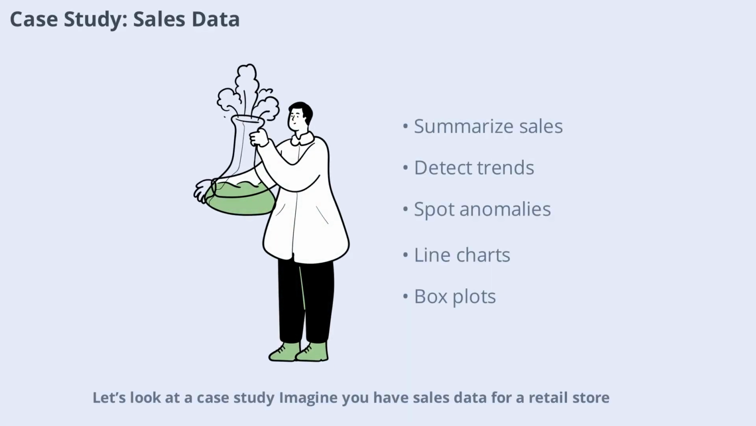Imagine you have sales data for a retail store. EDA would start by summarizing sales by day, detecting seasonal trends, and spotting days with unusually high or low sales. Visualizations like line charts and box plots help uncover these patterns and guide further analysis.